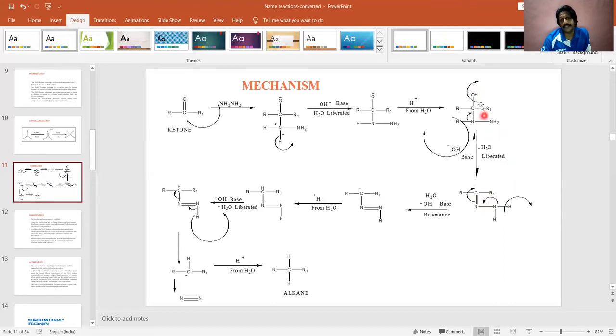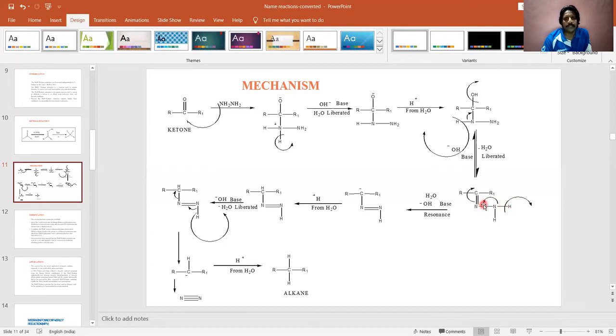Now the base which is left over here again comes to the picture. It grabs this proton also. That is proton of second nitrogen atom. Earlier two protons were there, so that was taken away from the nitrogen atom by using the base. Now the base grabs the second nitrogen atom's proton. So when these hydrogen atoms are gone away, the pair of electron which is present over here can come inside. This can move over here.